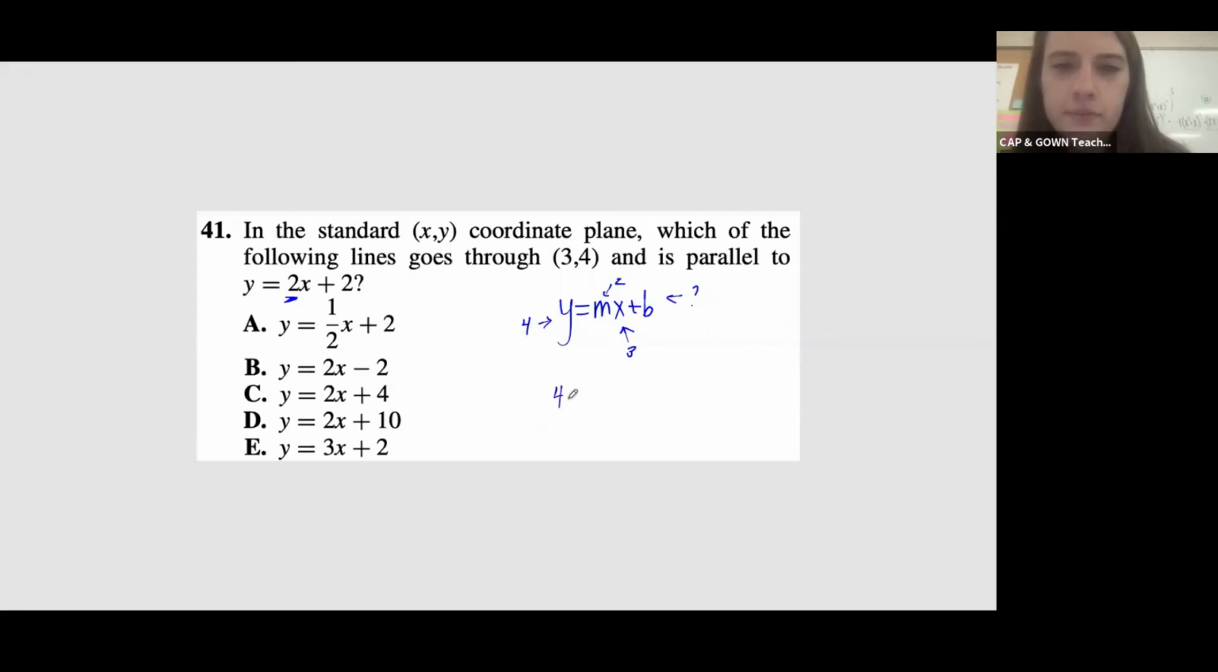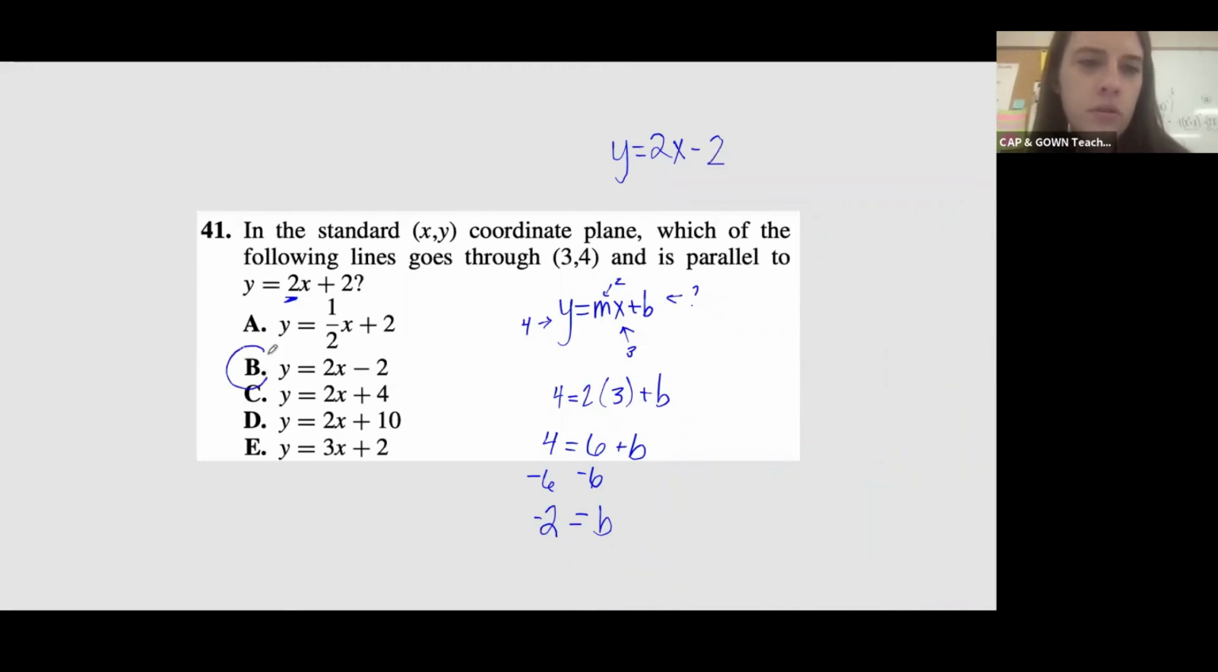So 4 equals 2 times 3 plus b. 4 equals 6 plus b, subtract, and b equals negative 2. So in my equation, y equals, the slope has to be parallel, so it's going to be the same slope. Then we have the x, then we can plug in that b that we just found as negative 2. So our answer is B.